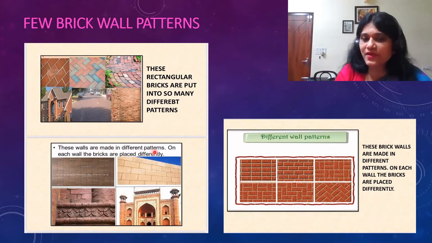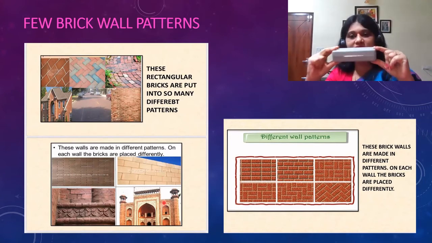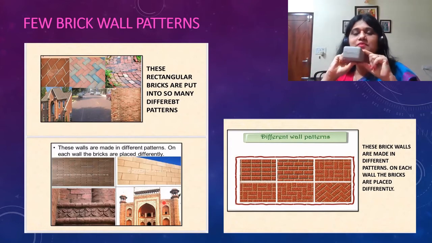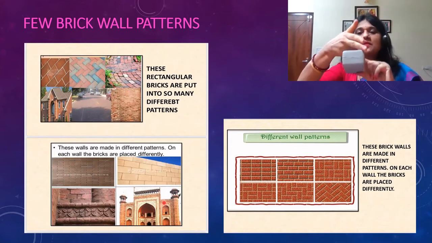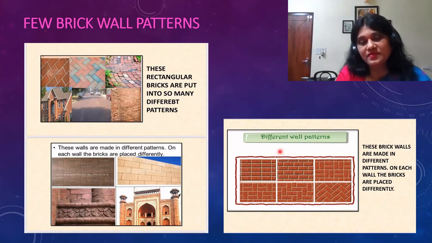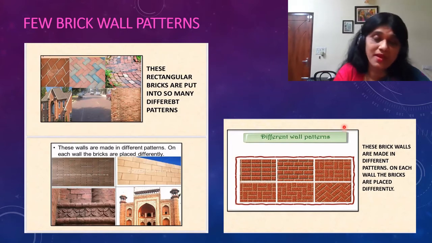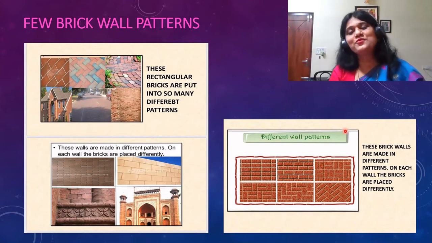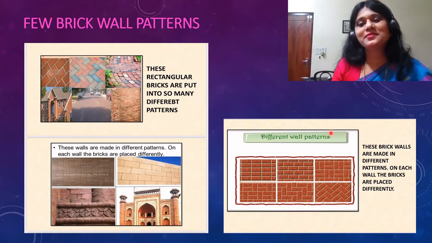These walls are made in different patterns. On each wall, the bricks are placed differently. Sometimes they are placed this way, and sometimes they are placed this way, and sometimes they break them and make a triangle, and then they paste. There are different ways to paste the bricks, and these masons make beautiful patterns in these bricks.